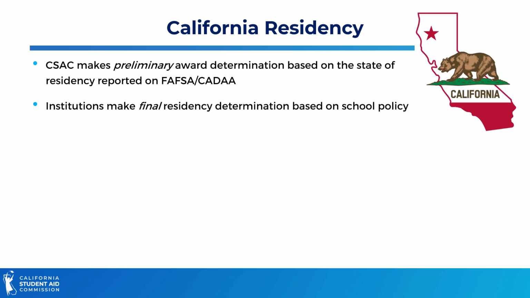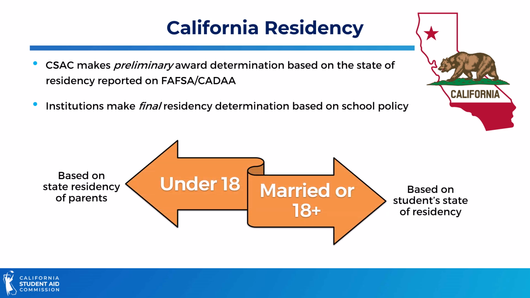Let's talk a little bit more about the California residency requirement. In order for a student to establish California residency, they must have been continuously present in California, and they must intend on making California their permanent residency by establishing legal ties to California. So, if a student is under 18 years old, their state of residency is based on their parents.